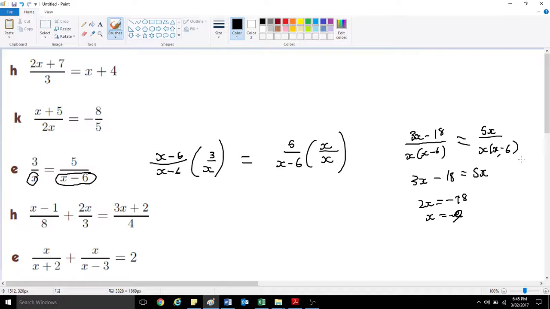Okay, again, same trick. We've multiplied both sides by the opposite denominator divided by itself. We're multiplying it by 1. It's not changing the sum. Let's have a look at h.